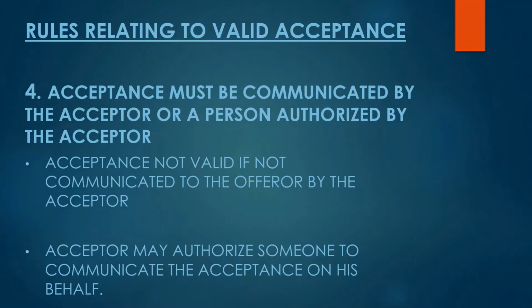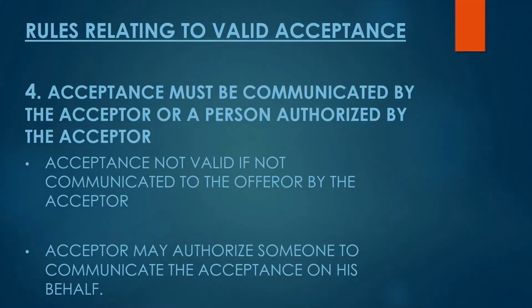So the next rule is acceptance must be communicated by the acceptor. Friends, the first rule we learnt about in the beginning was that the acceptance of an offer must be given by the person to whom it is made, right? Now this rule says not just it has to be accepted by the person to whom it is made, but it must also be communicated by him or someone authorized by him. Let's understand it through an example.